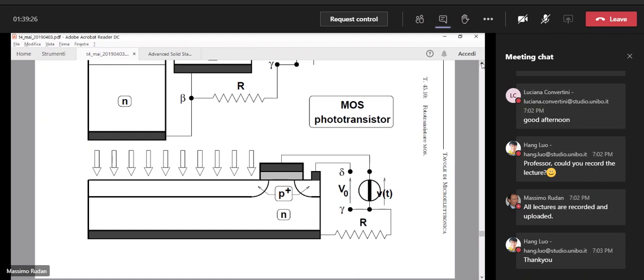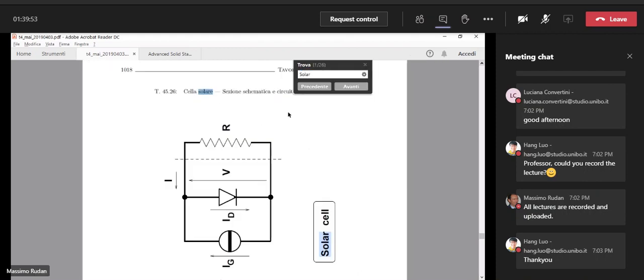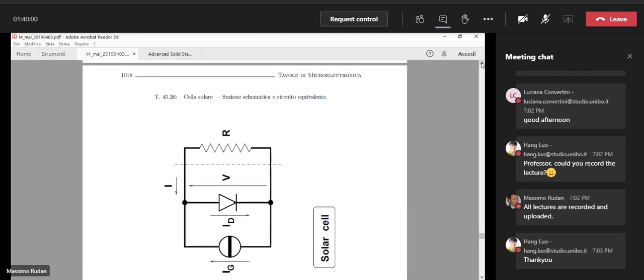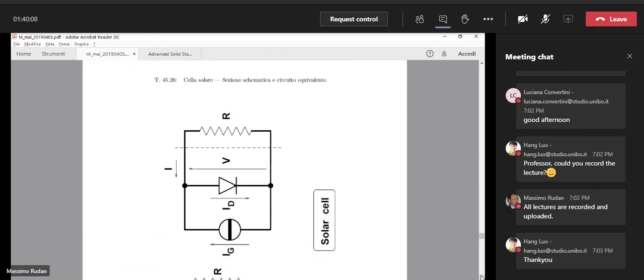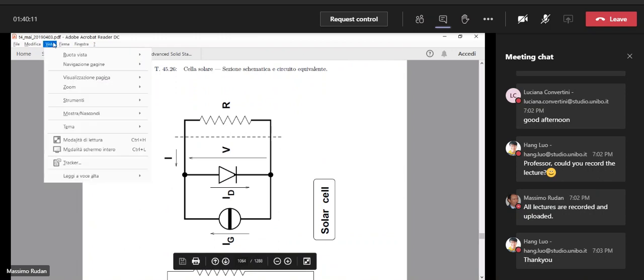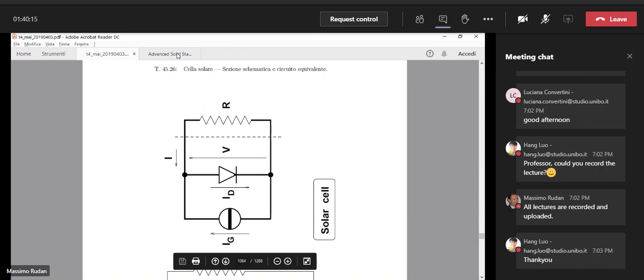Before continuing with the optical sensors, we examine another possible application still in the optical field in a broader sense of the p-n junction. So we consider the solar cell. Let me find it. The solar cell is still a sensor.